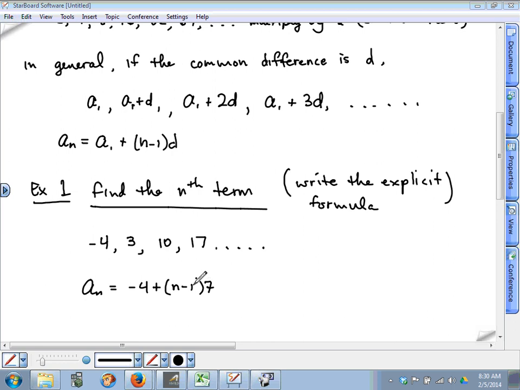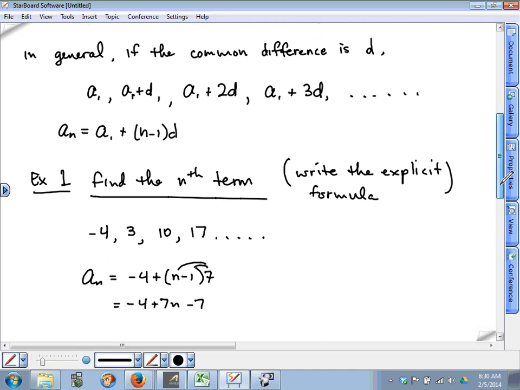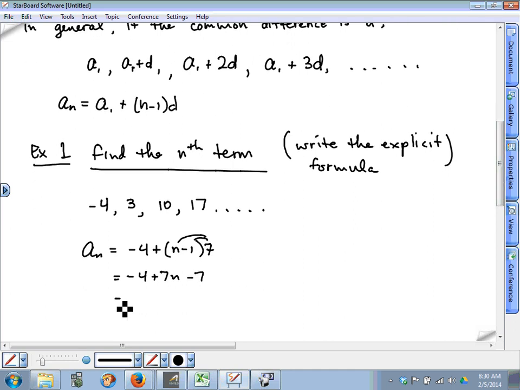Multiply what? Yeah, you distribute the 7. So it's negative 4 plus 7n minus 7. So you end up with 7n minus 11 equals a sub n.